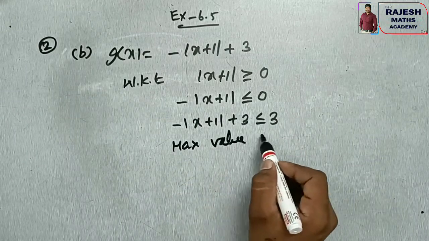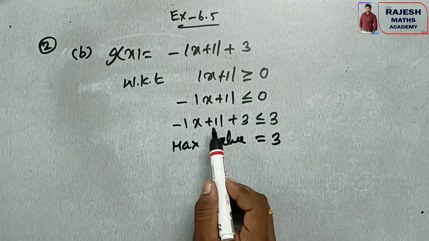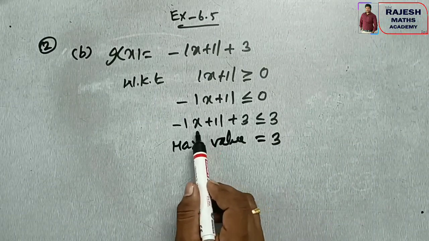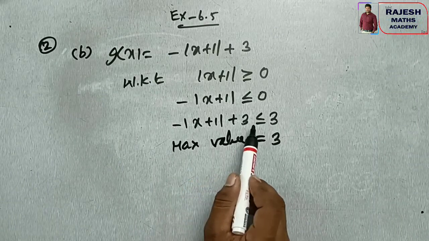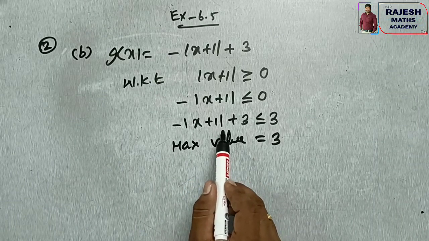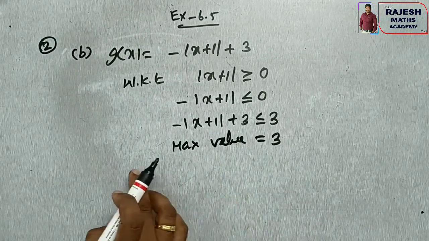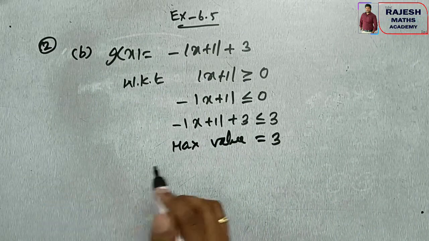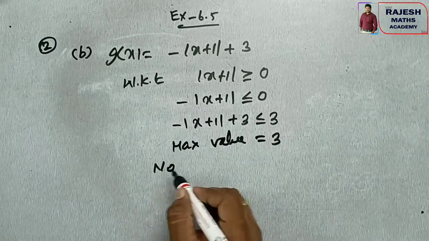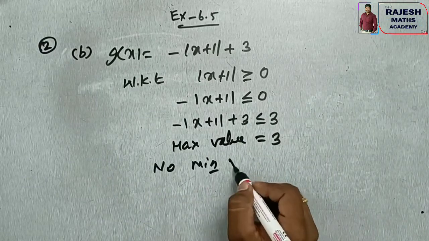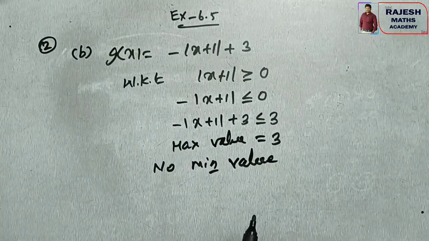Maximum value equal to 3. If we take as large a value of x as possible, we will get a more negative value. For example, if you take x equal to 1000, then minus 1000 plus 3 gives minus 997. If you take x equal to 10,000 or 20,000, we will get an even larger negative value. So there is no possibility to find the minimum value. We can conclude that there is no minimum value for g of x for any value of x.